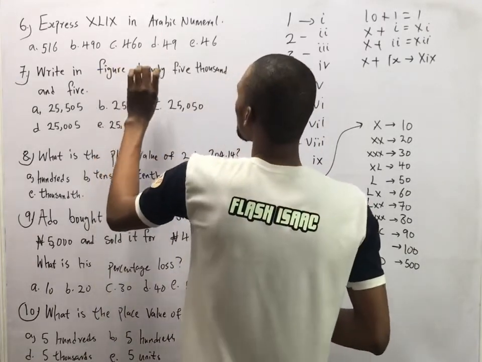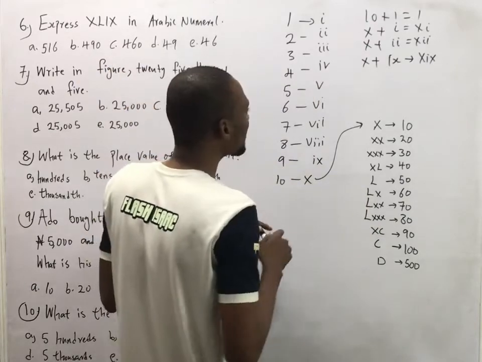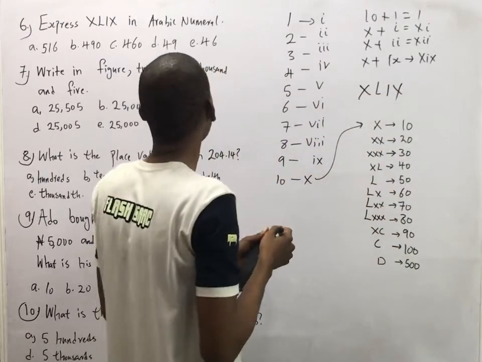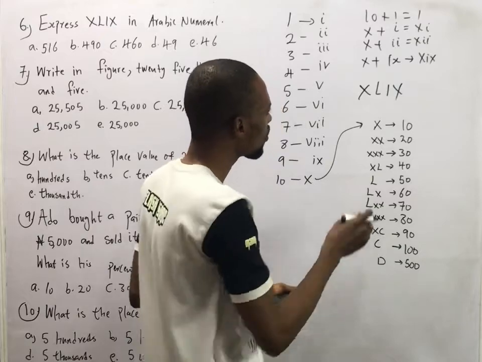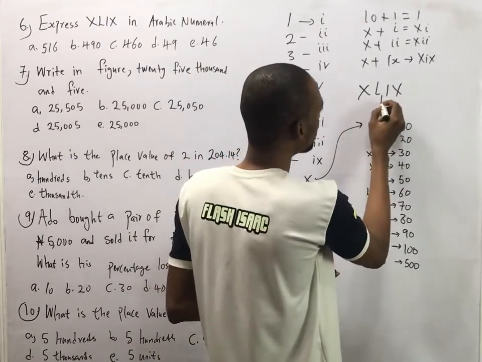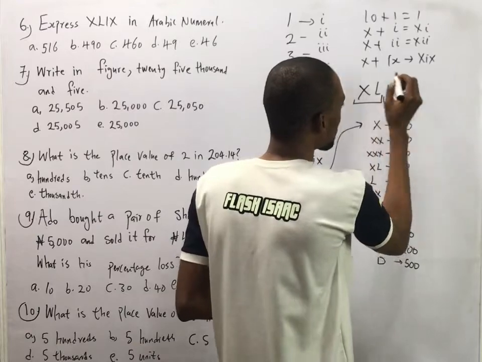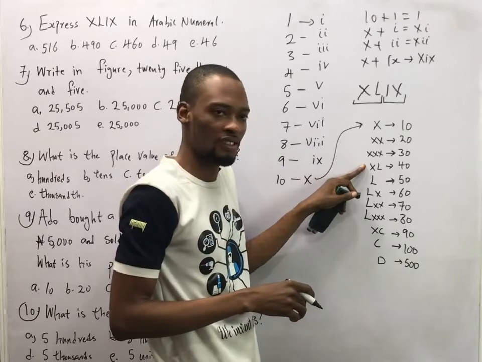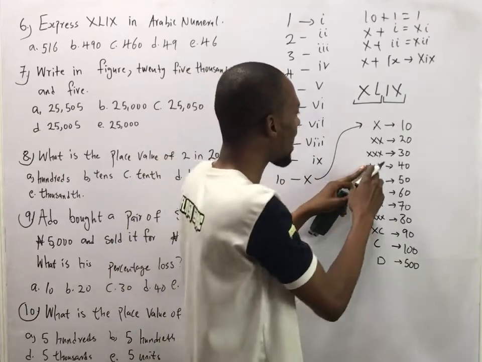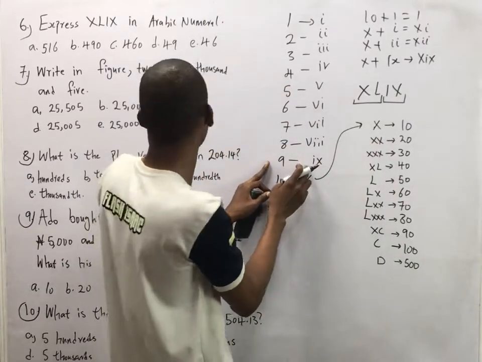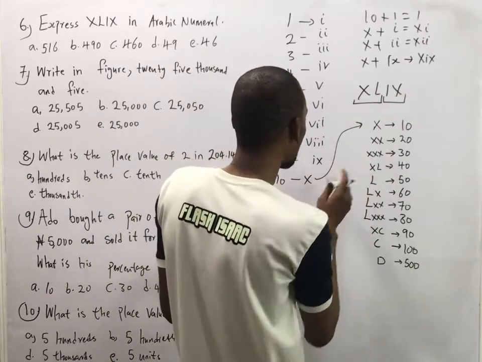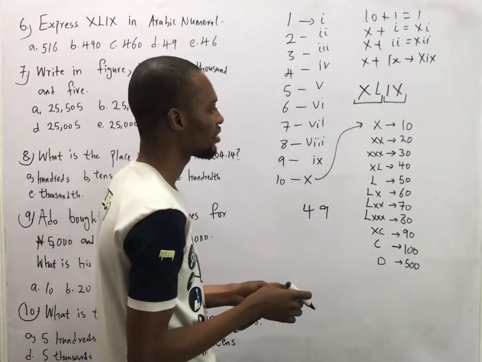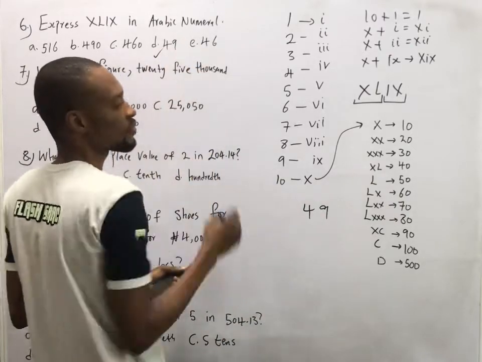This particular question requires us to express XLIX in Arabic numerals. Now, look at this. What is XL and what is IX? XL, as you can see, is 40, right? And IX is what? 9. So XLIX is simply 49. So that is your answer. So the answer is D, 49.